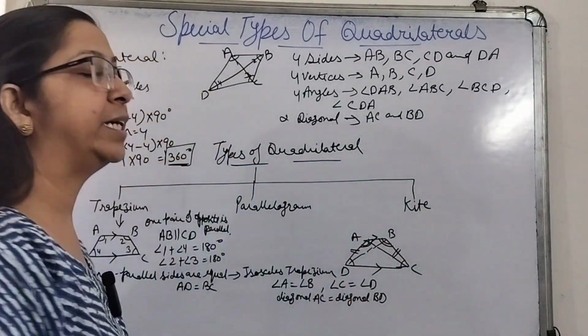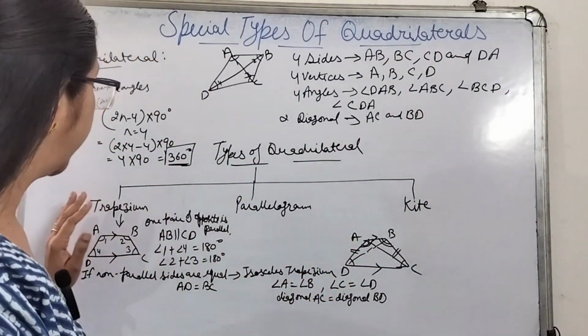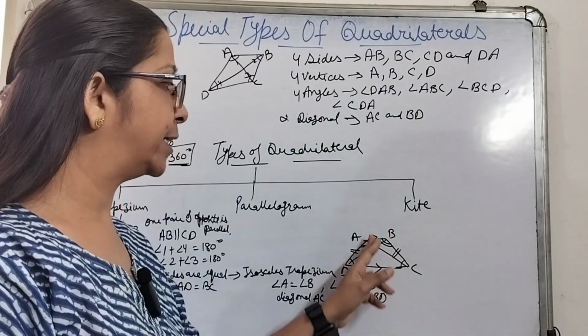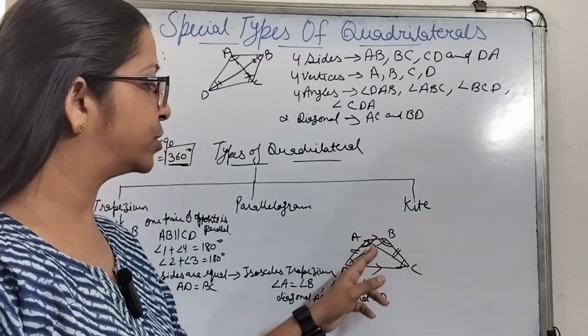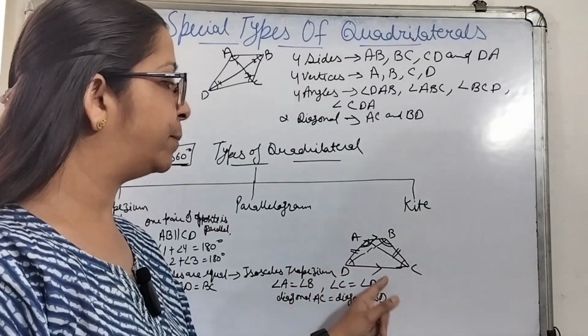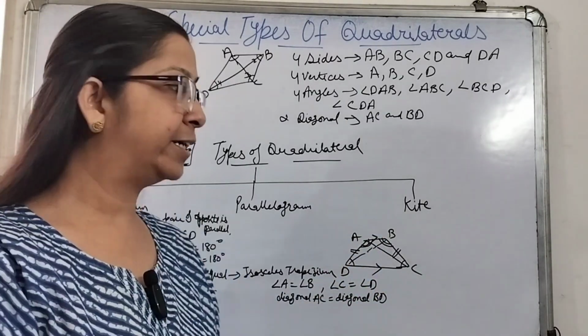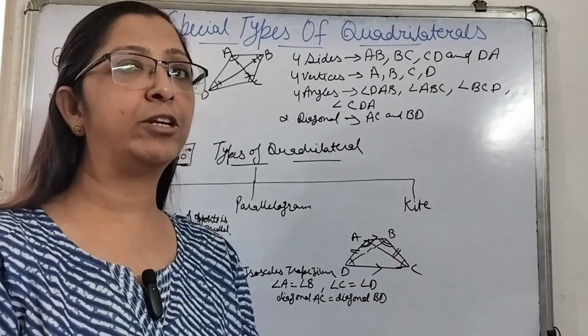These two diagonals will even be equal. Whatsoever the properties of a trapezium are, it is going to follow them. That means one pair of opposite sides will be parallel: AB will be parallel to CD. Along with that, angle A plus angle D will even be 180 degrees, and angle B plus angle C will even be 180 degrees.